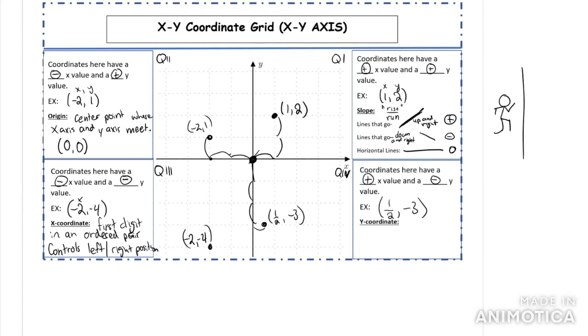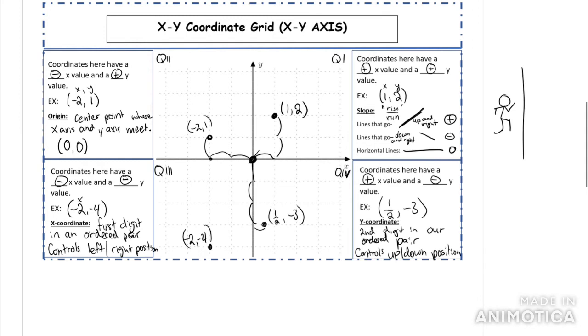That's not a problem. Last thing I want to talk about is the y-coordinate. This is our second digit in our ordered pair, and it controls up and down position.